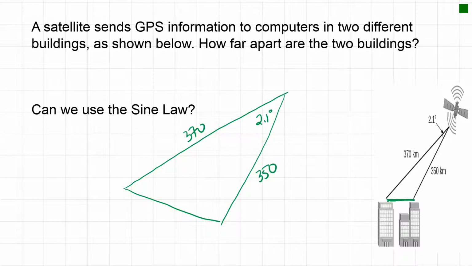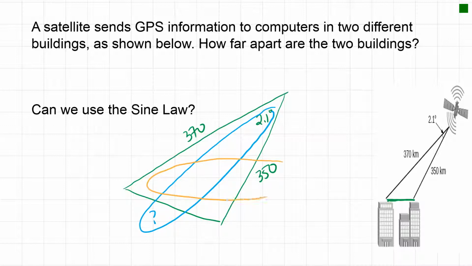So when we use the sine law, we're looking for a pair, a side and an angle that we know. So here we don't know the side. For 350, the angle opposite is this one right here, which we don't know. And for 370, the angle and the side link like this, and we don't know the angle. So there is no pair where we know both pieces of information. So that means the sine law is out of the question.